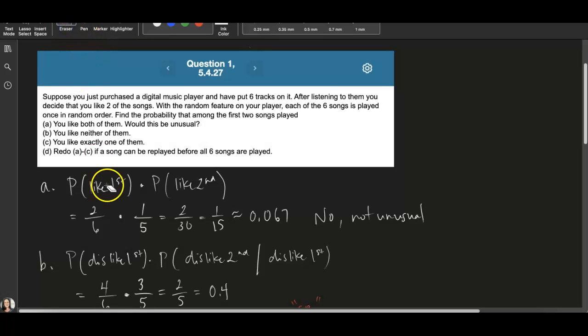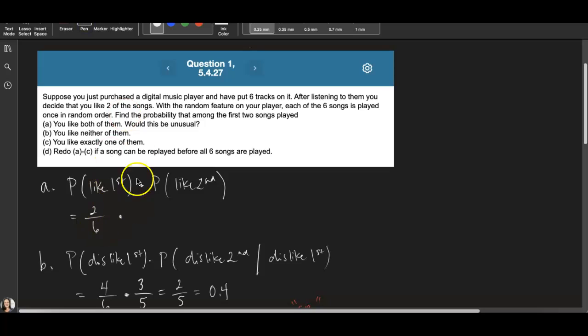So things change here as well. Let me erase all this information here. There are 2 songs out of the 6 that we like. So that would be 4 out of 36, or 1/9. And you would do something similar for the remaining parts.